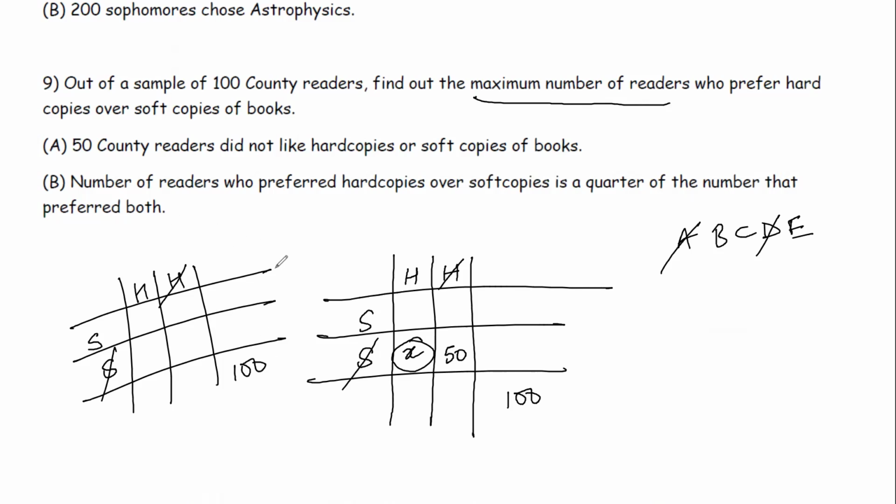Number of readers who prefer hard copies over soft copies, that is X. X is a quarter of the number that preferred both. So this is, let's say, M, a quarter that preferred both. So X is 1/4 of M.